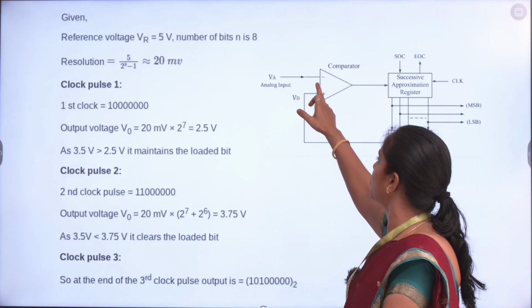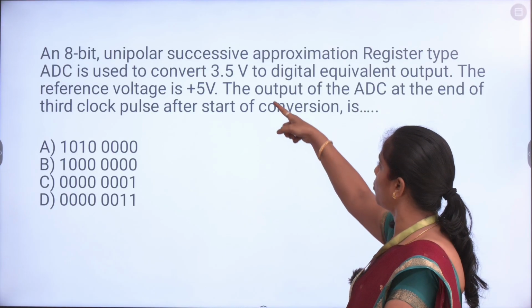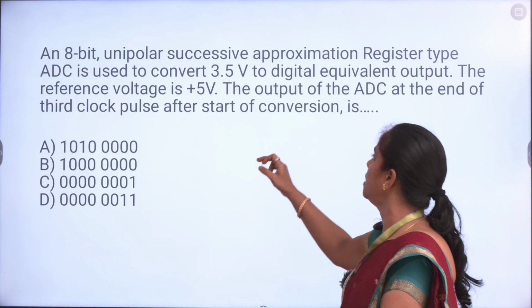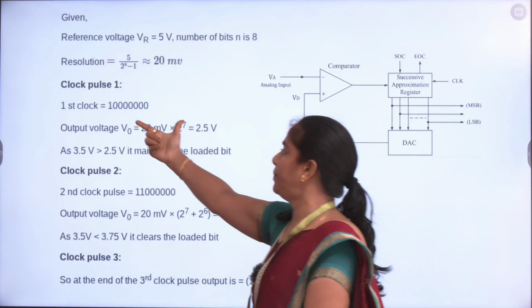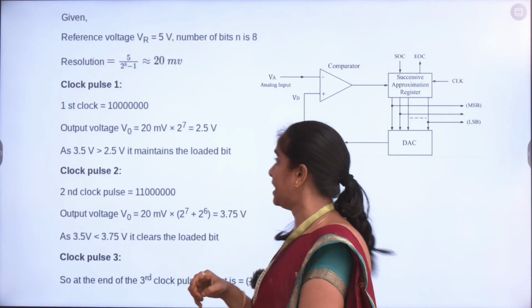Now the 2.5 volts is compared with the input voltage of 3.5 volts. So the comparator is going to keep the bit pattern as such for the next cycle.